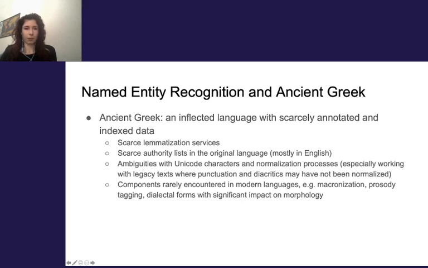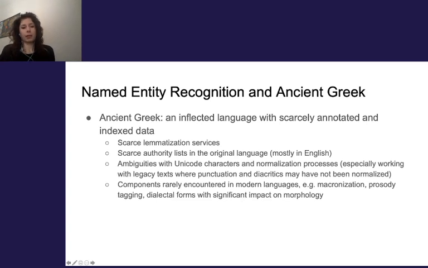First of all, it is an inflected language, as much as German, for example. But most importantly, it is currently scarcely annotated and indexed, which is a common problem to many historical languages. What this means is that most natural language processing tasks that have a solid infrastructure for modern languages will not work in ancient Greek if based upon the same principles. So ancient Greek right now does not have particularly accurate or reliable lemmatization services, which is particularly important, as you can imagine, for an inflected language.